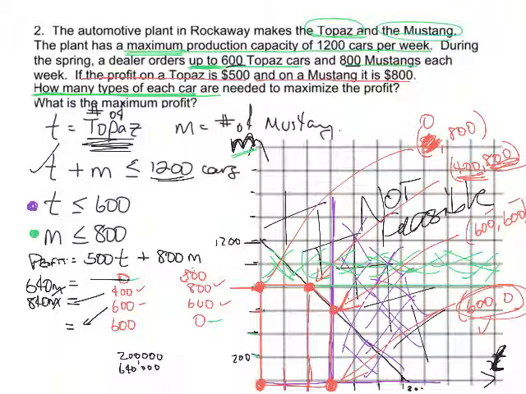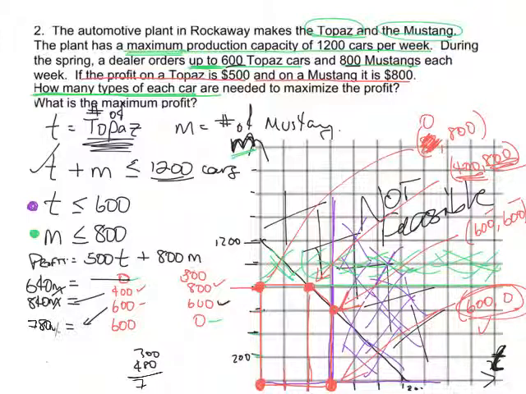Let's look down at this. 600 times 500, that's 300,000. We'll just assume thousands. And then 600 times 800, let's see, 6 times 8 is 48, so that's going to be 480,000. And then this last equation should be pretty obvious. We've got the same number of Topaz, but 0 Mustangs. I'll go ahead and complete the math. That's just 300,000.